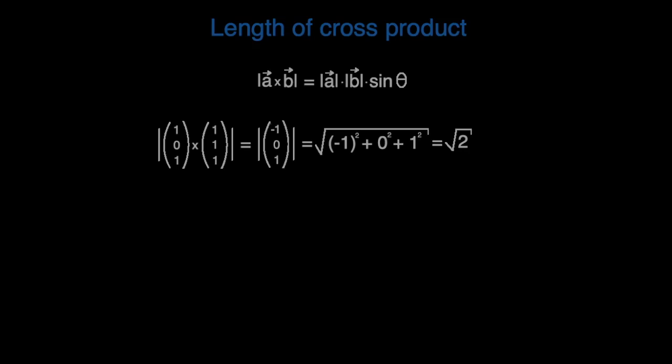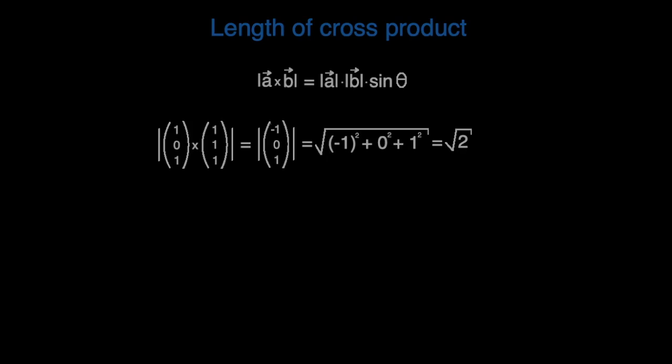So here (1, 0, 1) cross (1, 1, 1) gives us (-1, 0, 1). And so, we have the length of it is equal to square root of the sum of minus 1 squared, 0 squared and 1 squared. We get the length of cross product of A and B is equal to square root of 2.